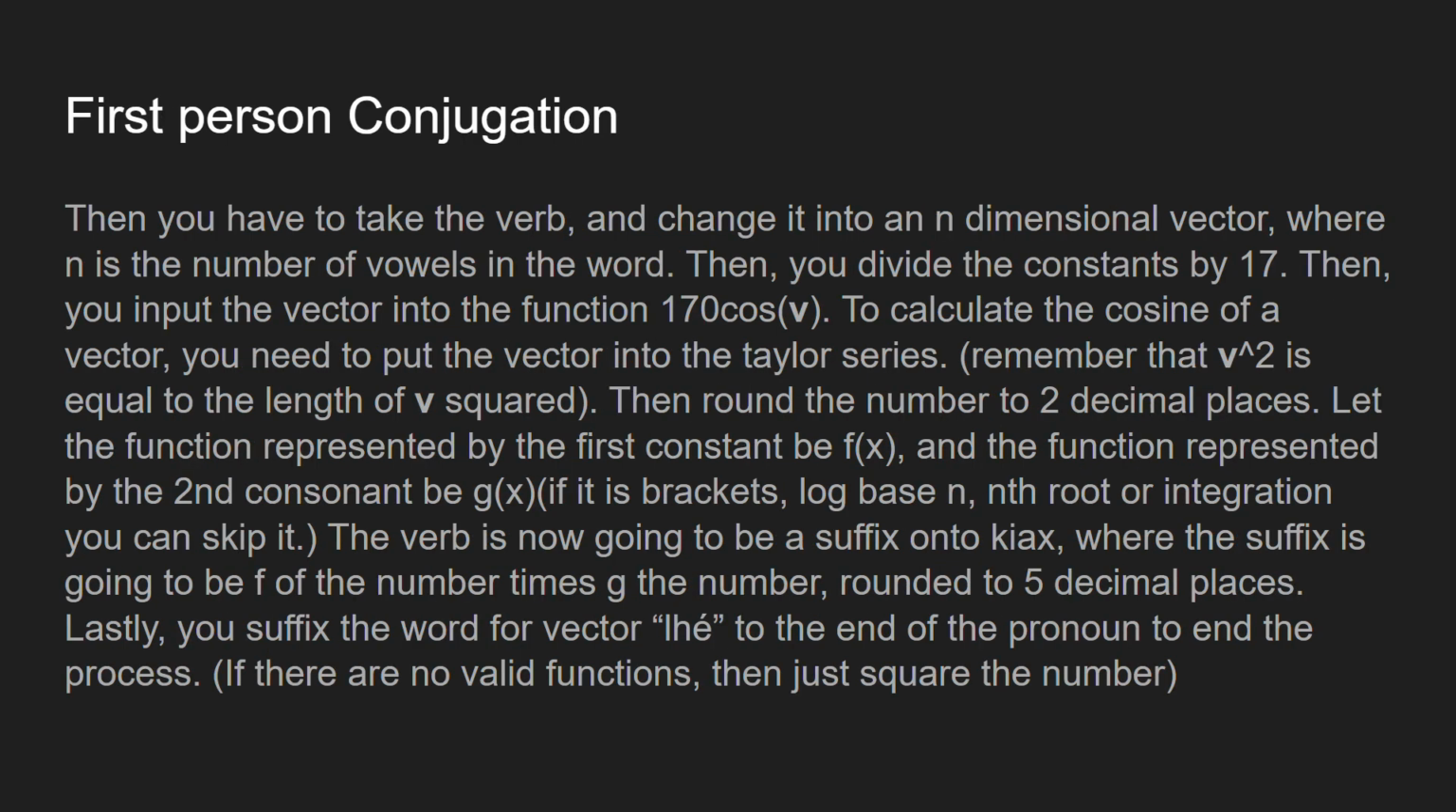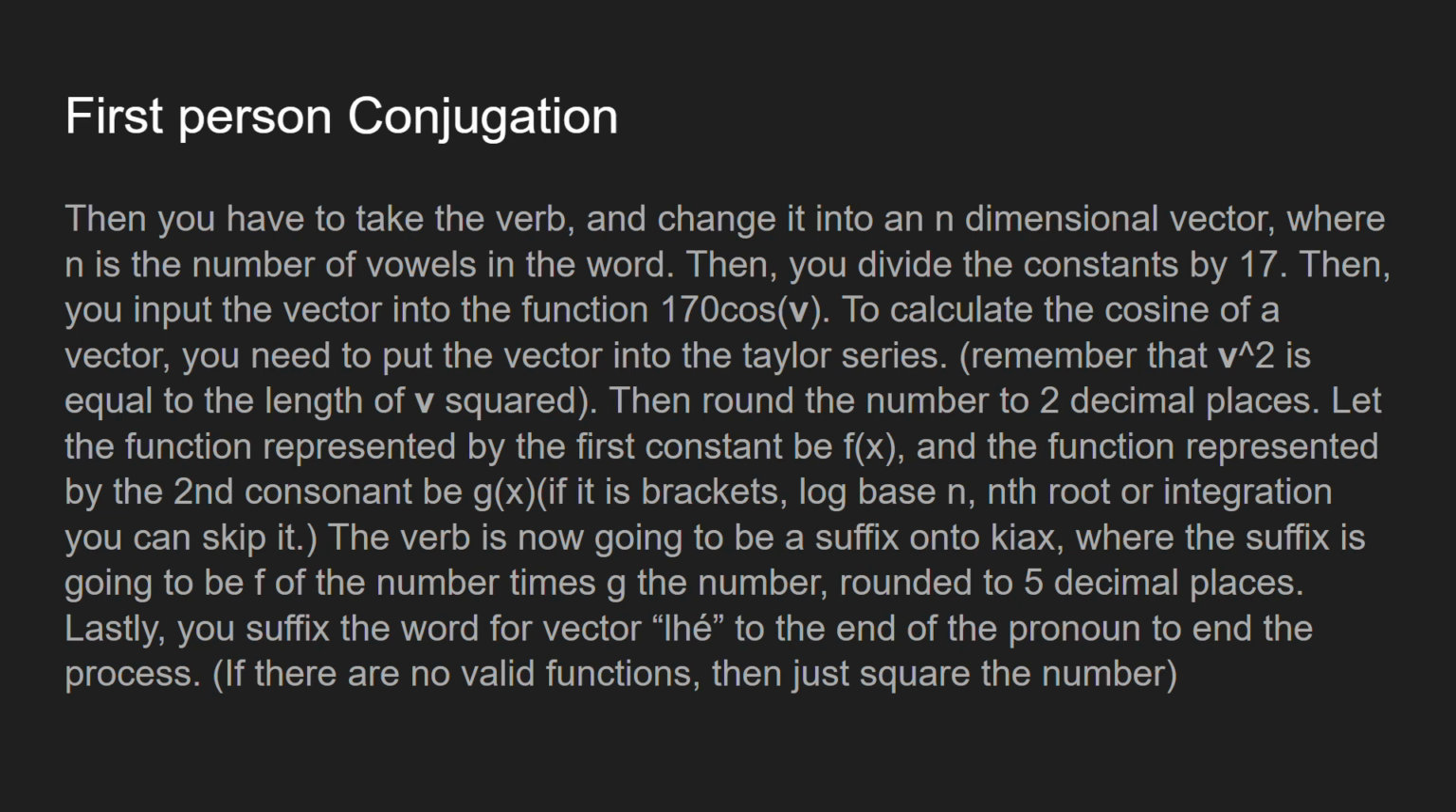First person conjugation. So, to conjugate in the first person, I should mention, by the way, that you should do the past or future first and then this process. So you have to take the verb and change it into an n-dimensional vector where n is the number of vowels in the word. Then each entry of that vector is going to be the vowel. So like if your word is like to love, it would be represented by the vector 0, 4. And then you divide all the entries by 17. Then you input the vector into the function 170 cosine of the vector.